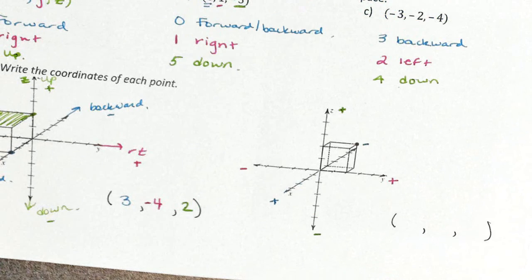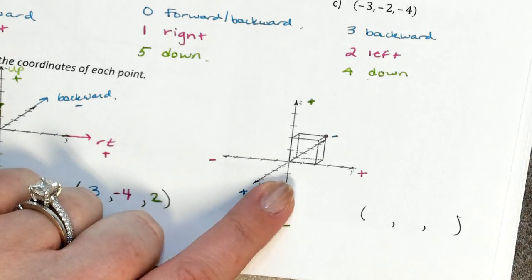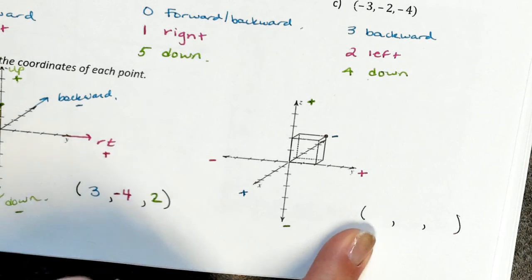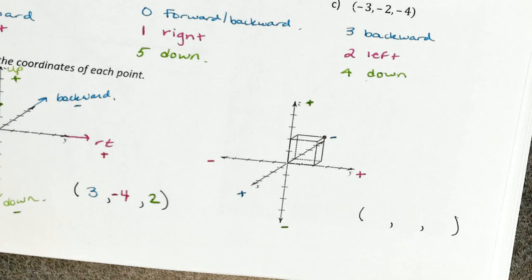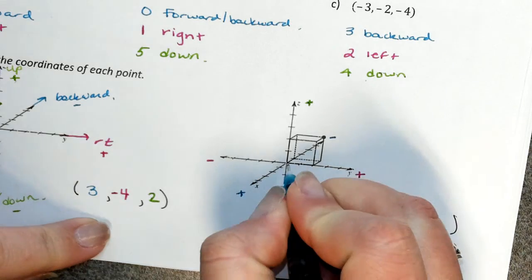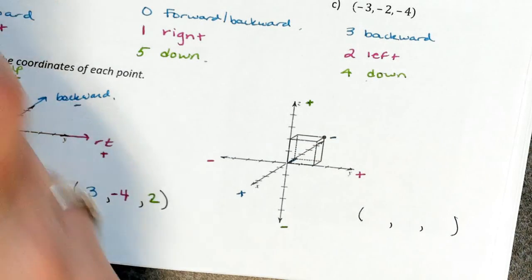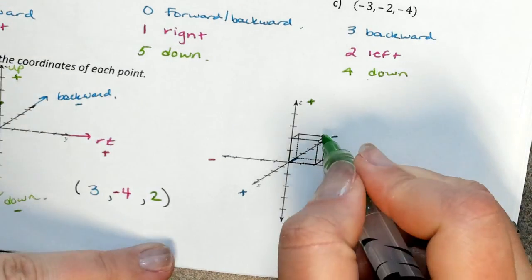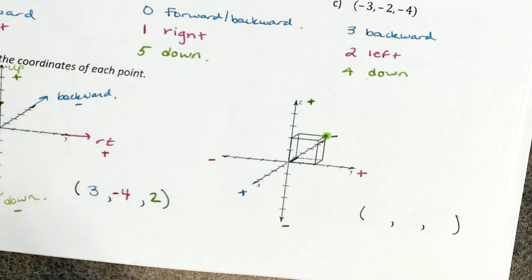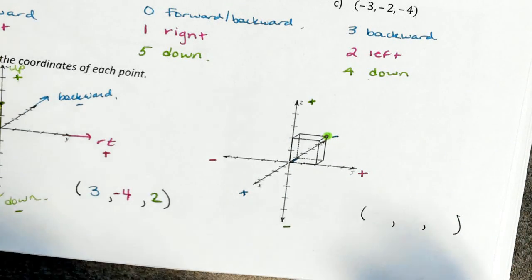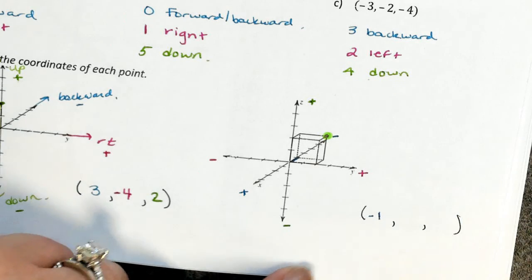All right, what are we finding for this one? What is your x coordinate? Negative 1. Good. We have to go back 1. Okay, I'll highlight that point they're talking about. They're talking about this point here. So we have to go back 1. So that's a negative 1.